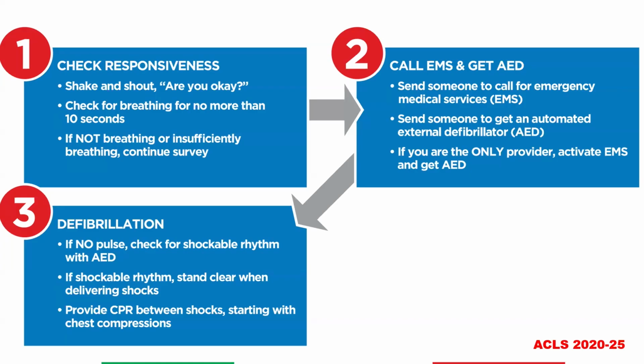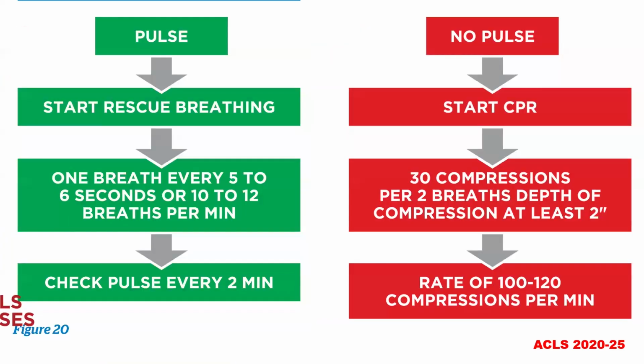If there is no pulse, check for a shockable rhythm with the AED. If shockable rhythm, stand clear when delivering shocks. Provide CPR between shocks, starting with chest compressions. If there is a pulse, start rescue breathing, one breath every 5 to 6 seconds, or 10 to 12 breaths per minute.